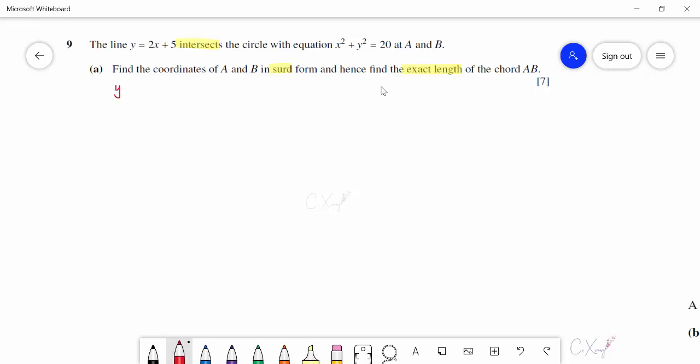So I will let y equals 2x plus 5 as the first equation, and we want to find the intersection points. We need to substitute into the second equation, the curve equation. So I will substitute equation number 1 into equation number 2. Alright, so I will have x squared plus (2x plus 5) squared equals 20. Sorry, I made a careless mistake here. It should be a 20 here.